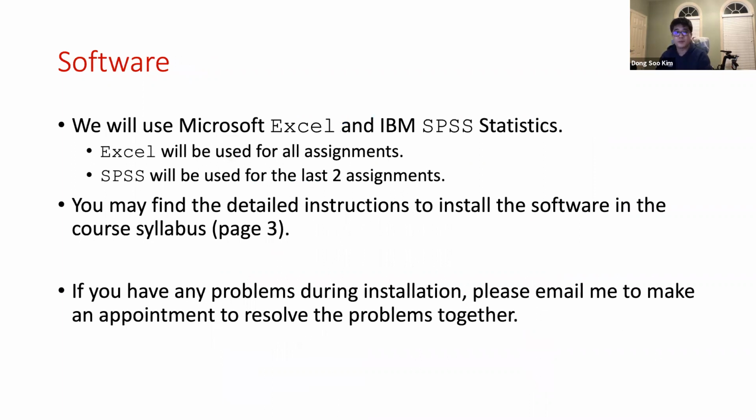And software. We will use Microsoft Excel and IBM SPSS Statistics. Excel will be used for all assignments, and SPSS will be used for the last 2 assignments. You can find the detailed instructions of how to install the software in our course syllabus. So please refer to page 3 in our course syllabus for the installation. And if you have any problems during installation, please email me immediately. I can help you, and I will help you to resolve the problems.